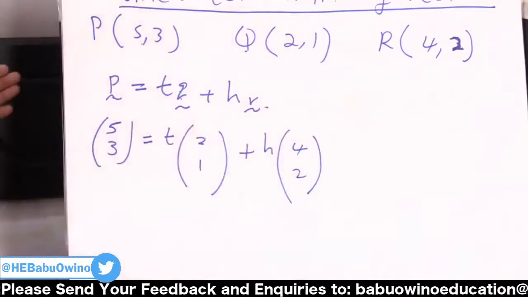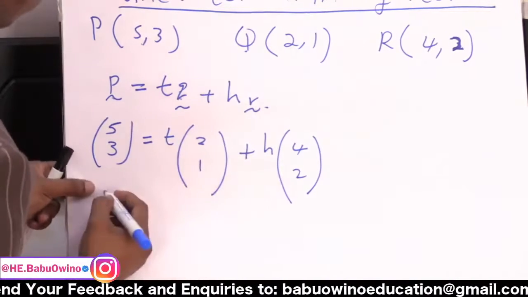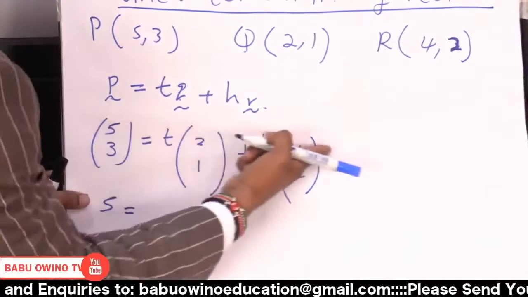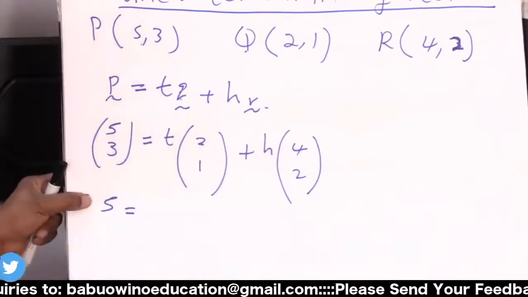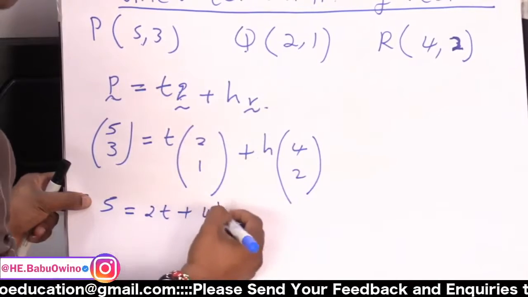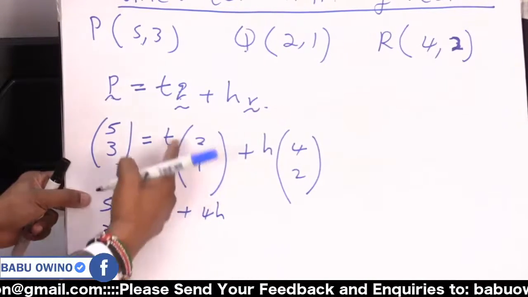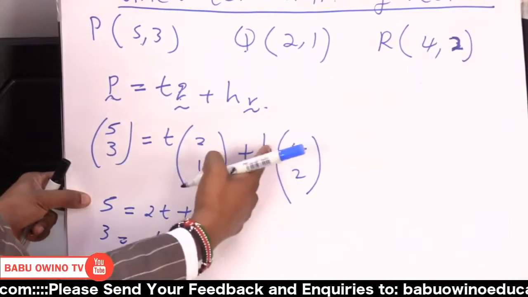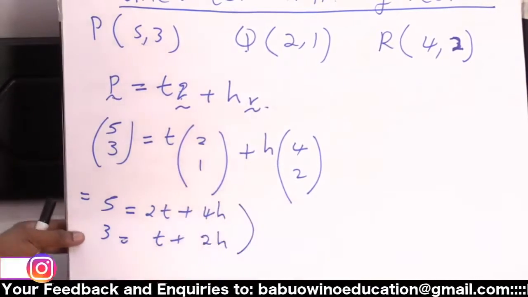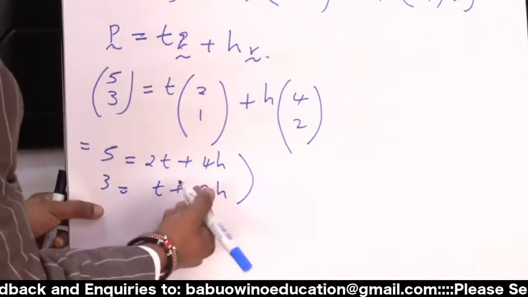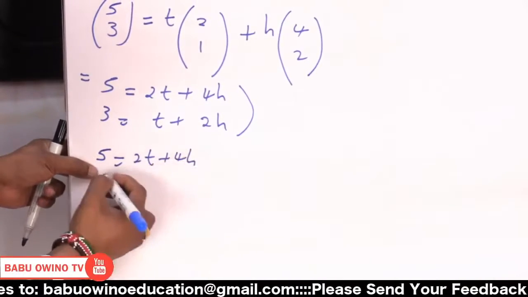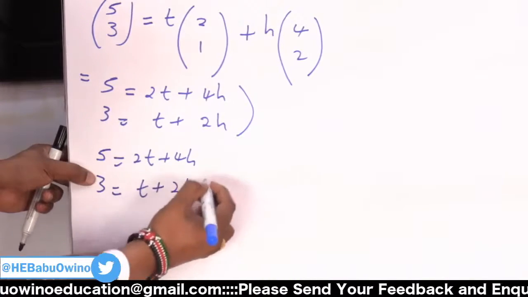Then you open this up, and this will form simultaneous equations. So when you open this up, 5 equals, the upper one takes the upper values, then the lower one takes the lower values. So 5 is equal to 2 times T, which is 2T, plus 4 times H, which is 4H. Then the lower one: 3 equals T times 1, which is T, plus 2 times H, which is 2H. Then solve this by elimination method or substitution method. Let's use the elimination method. This is 5 equals 2T plus 4H, then 3 equals T plus 2H.